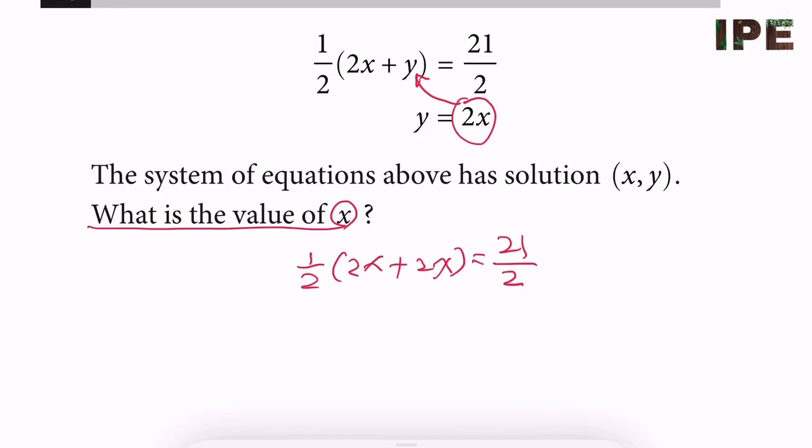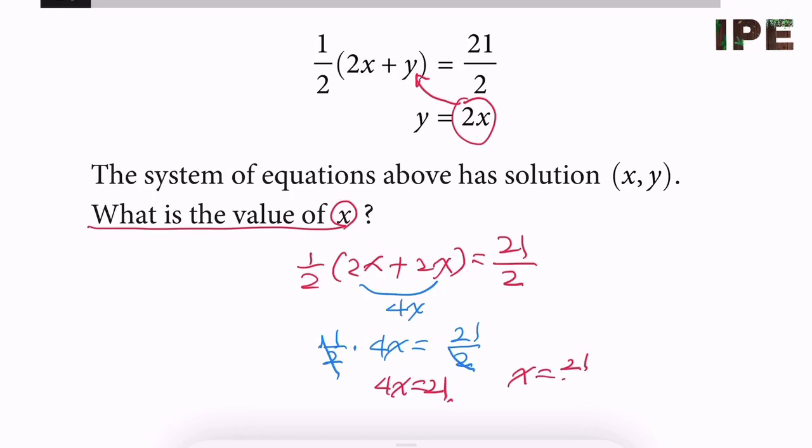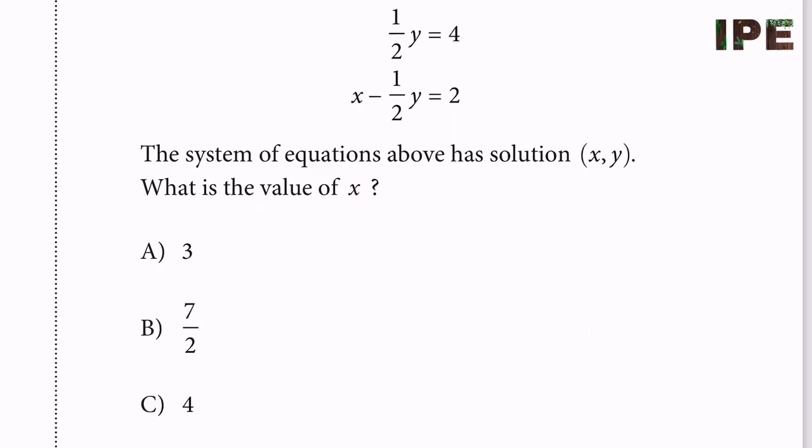Okay, so 2x plus 2x equals 4x. This part is 4x. So one half times 4x equals 21 over 2. That one half cancels out actually. So 4x equals 21. So x equals 21 over 4. This is the answer. Okay. Easy, right? I just used what? Substitution.